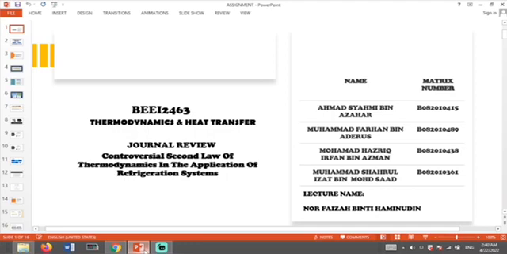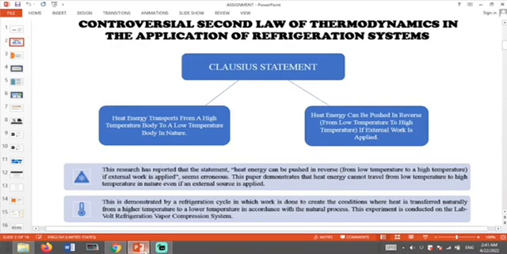My metric number is B0820104415. So today my group and I will talk about our presentation assignment, the title of which is Controversial Second Law of Thermodynamics in the Application of Refrigeration Systems. Okay, so let's go for the first part in this presentation.